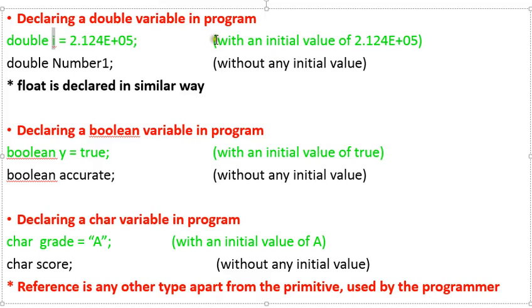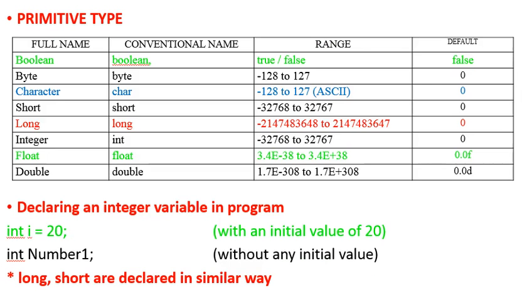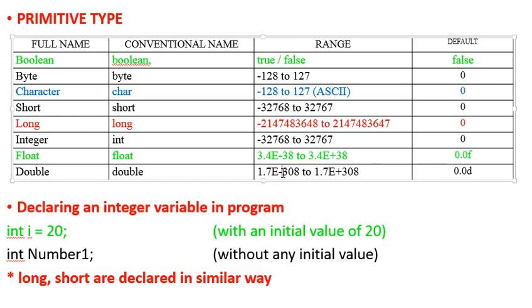Here we define our variable with the name I, and it is of double type and it has an initial value of this. But if you wish, you can say double number 1. You are saying the variable name is number 1 and it is of what? Double type. But here you can see we don't have any value given to it, therefore we declare it without initial value. And the way we declare this double is similar to how we declare a floating number, because if you go back to the table, you see that the floating and the double, they are all in scientific form.